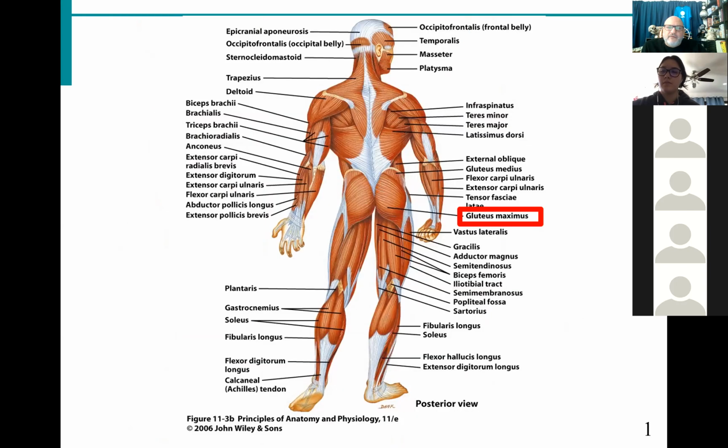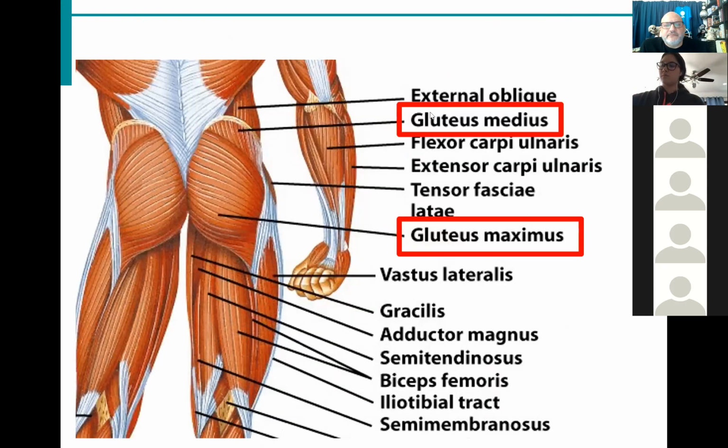All right. From there, we move to the leg, starting with the prominent superficial posterior muscle of the body. In fact, it primarily forms your posterior, and that is the gluteus maximus. We take a slightly closer view of it. We can see it here. Again, as I mentioned, it is a posterior muscle.